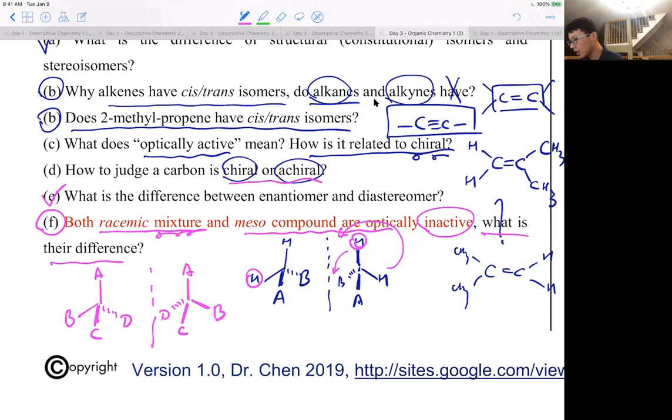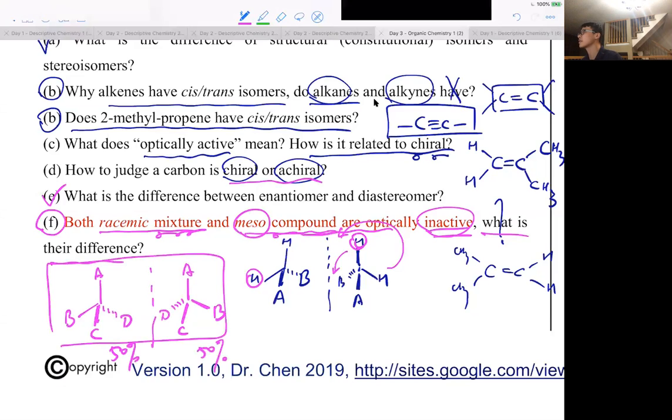I think most of you got it. So if you have 50% of the left one and 50% of the right one, the left one may rotate the polarized light into one direction with a certain degree, and the right one will rotate into a different direction with the same degree. So they kind of cancel with each other. This is why they are optically inactive. This is called a racemic mixture. And meso is a pure substance.